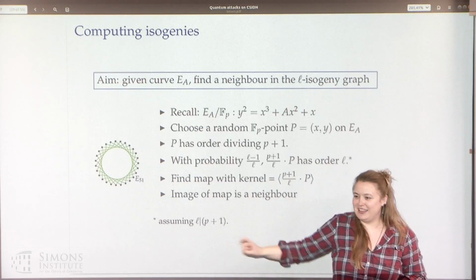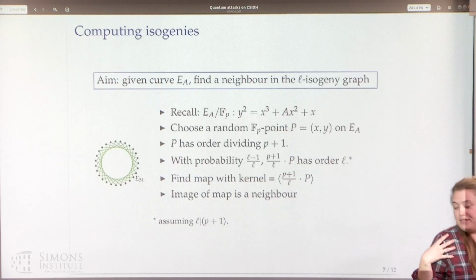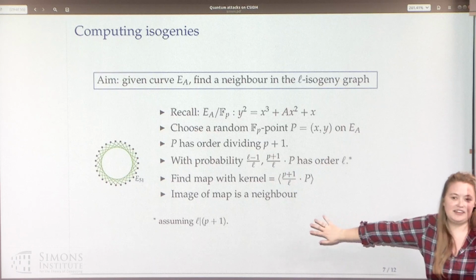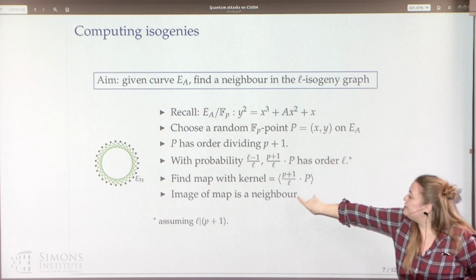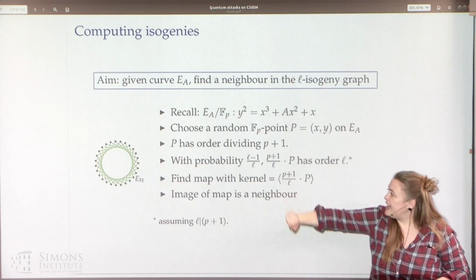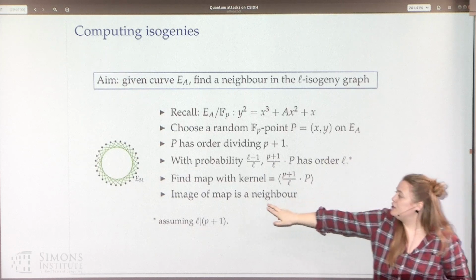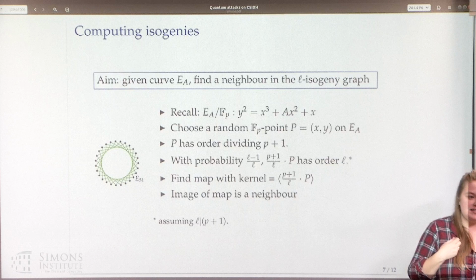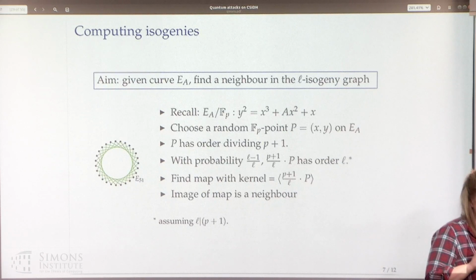Otherwise, this doesn't mean anything. And the way that I constructed the example and the way that in CSIDH it is constructed, this will happen. And you'll see that on the next slide. Then this group here with probability L minus 1 over L will have order L. And so you can find the map with the kernel, which is isomorphic to Z mod LZ. And the image of that map is going to be a neighbor in your L isogeny graph.